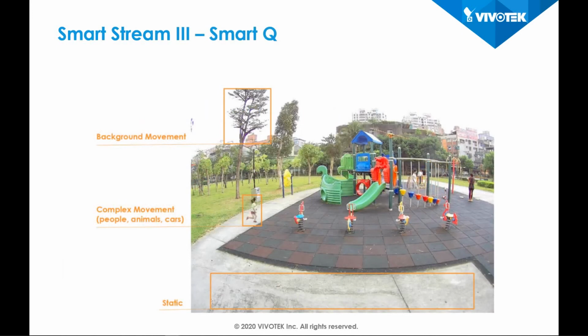Smart Stream 3 includes two types of smart technologies. It first includes Smart Queue, which reduces bitrate by using real-time scene information. The scene is analyzed and then it's separated into several blocks by complexity. Each of these blocks is encoded with a compression parameter so that it can maintain the visual quality and also reduce the bitrate.